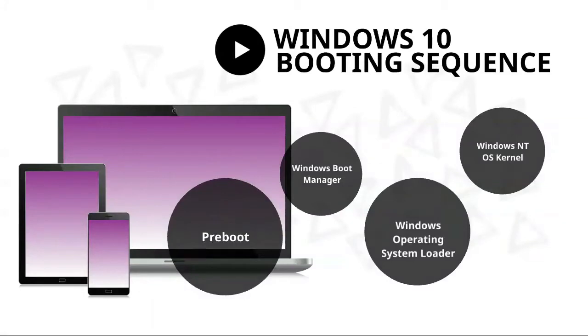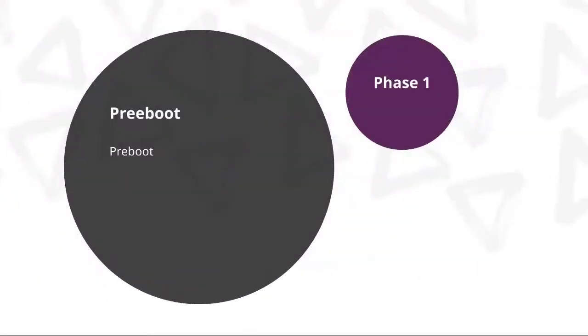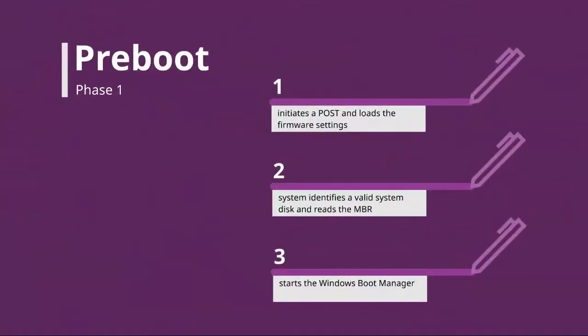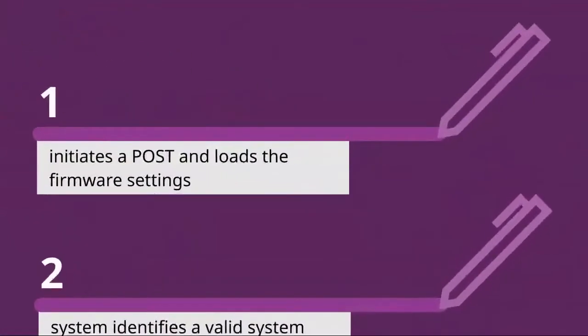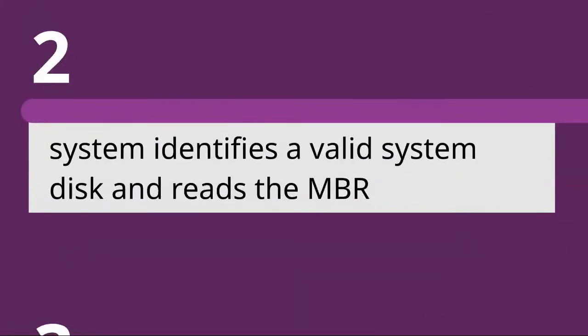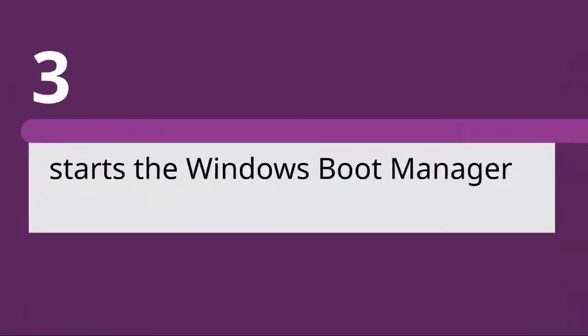Windows 10 booting sequence. Phase 1. Pre-boot. In this phase, the PC's firmware is in charge and initiates a POST and loads the firmware settings. Once all this works, the system identifies a valid system disk and reads the MBR. The system then starts the Windows Boot Manager.